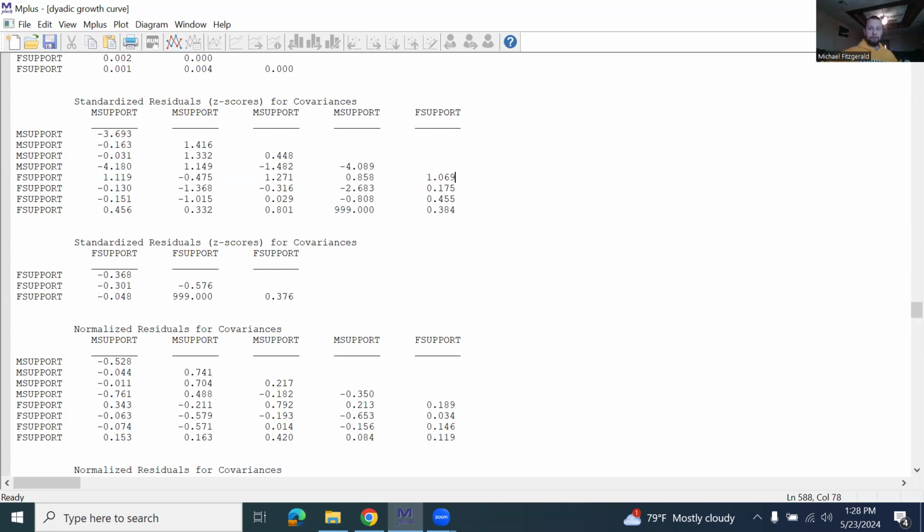So that's something you would want to, again, take a look at, but that's just a brief introduction to the residual matrix and local misfit within the context of a dyadic growth curve model.